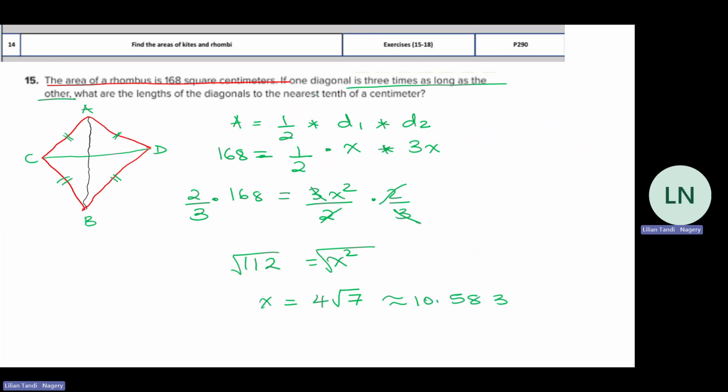I was told to round to the nearest tenth, so I will circle 5, I will underline 8. I will add 1 because this number is 5 and more. So my new x is 10 and 6/10 centimeter. And this is one of the answers I need because it said, get me the length of all.